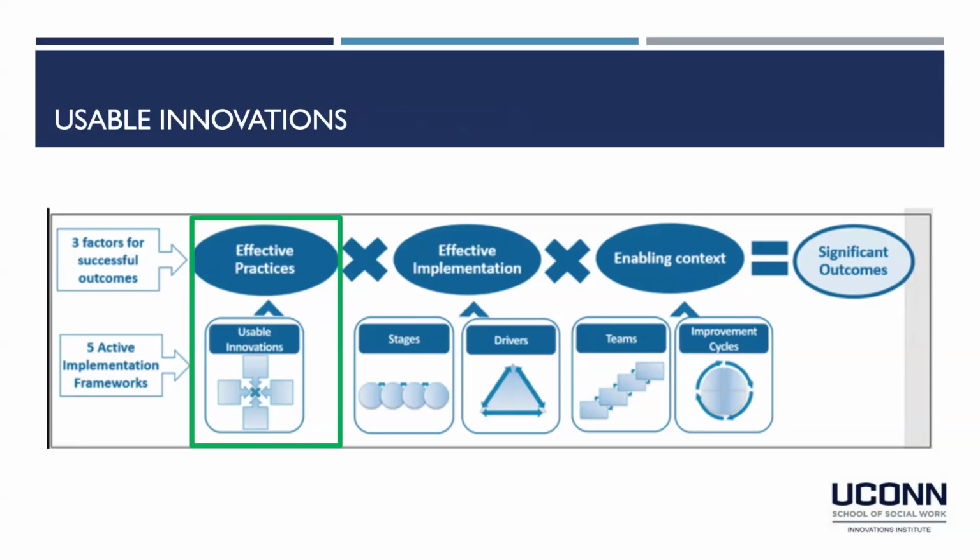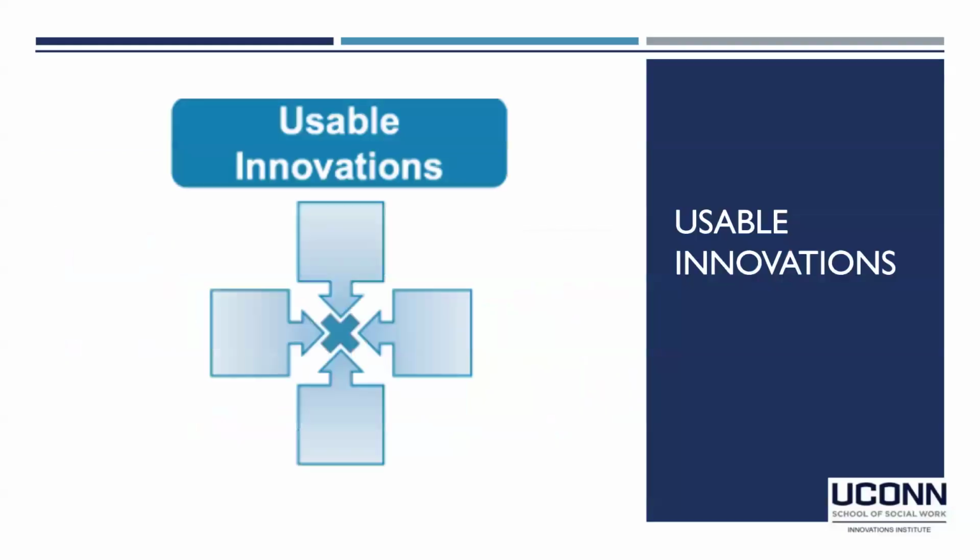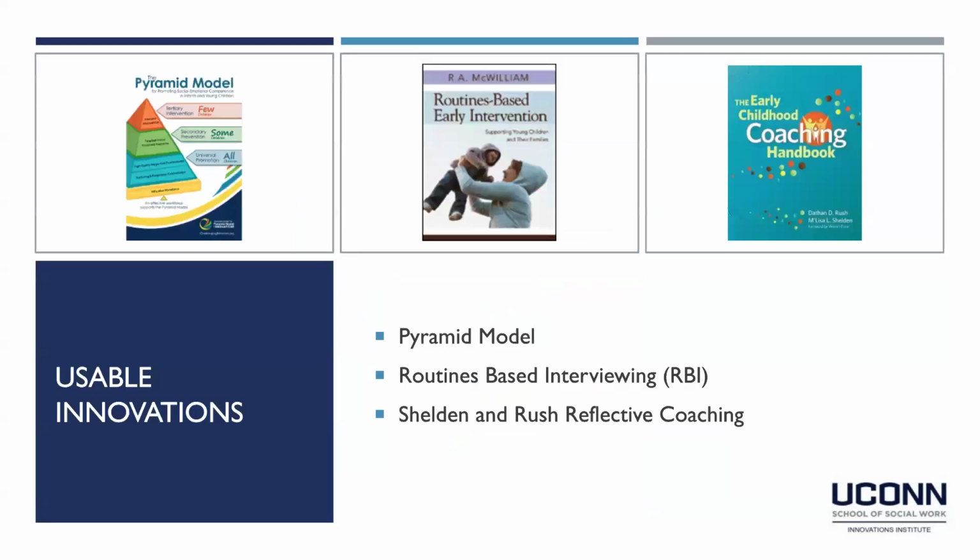The first factor is effective practices. And the framework that supports effective practices is having usable innovations. The usable innovation is the what. What is the EBP that is being implemented? A usable innovation is one that is teachable, learnable, doable, and can be assessed to produce positive outcomes.